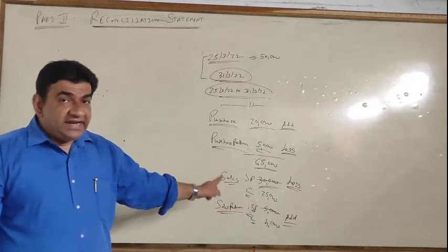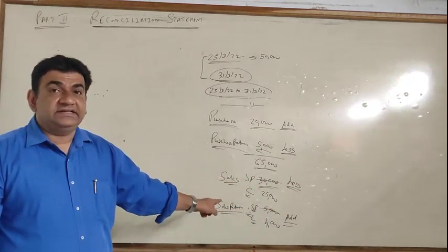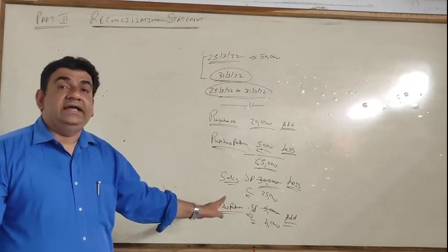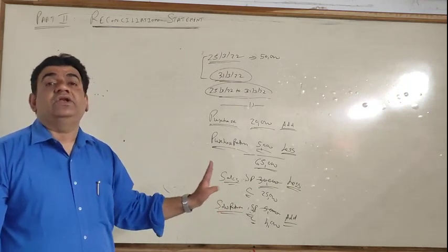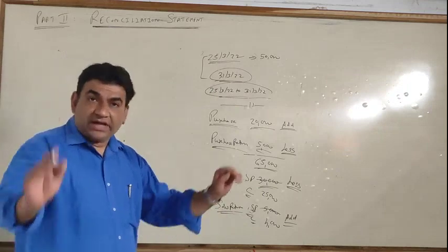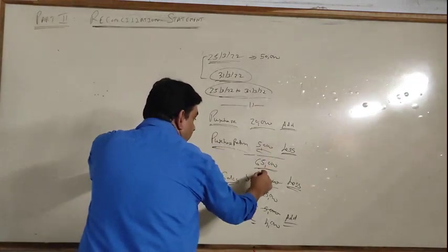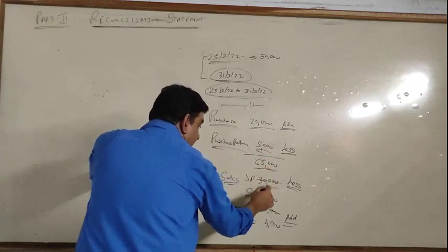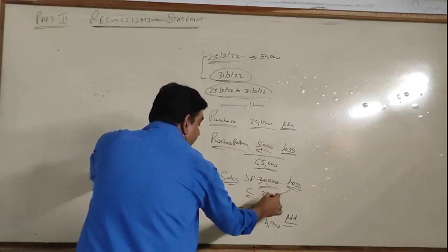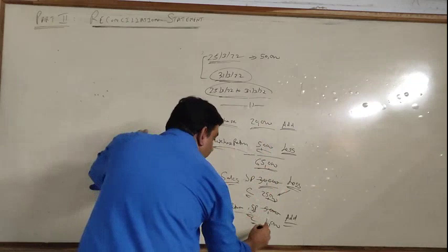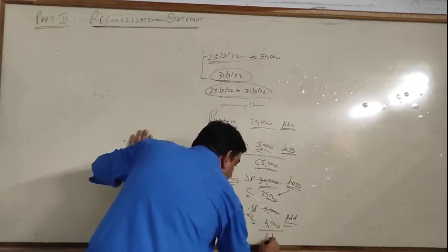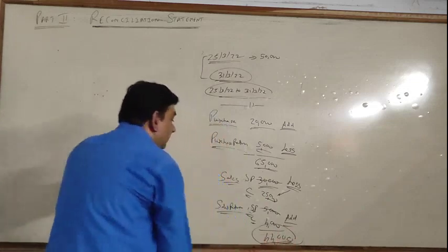But when I deduct the sales and sales return, I will deduct or add at the cost price and not the selling price. So now what will happen? Check. 50 plus 20 minus 5, I got 65. 65 minus 25, I have to deduct. Gives you 40. 40 plus 4. Now my closing stock becomes 44,000.